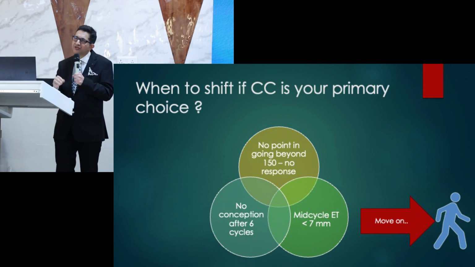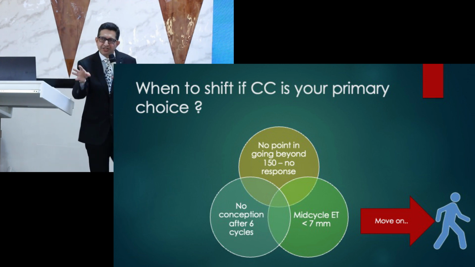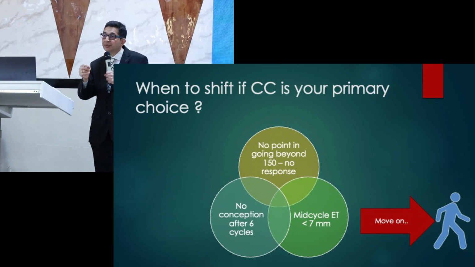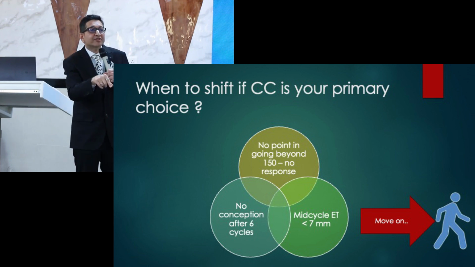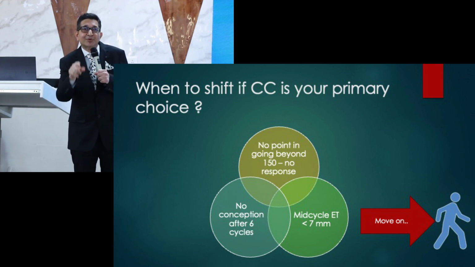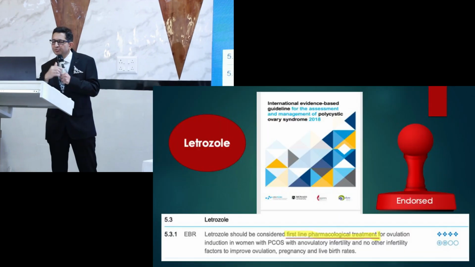And if there is no response in 6 cycles, 6 cycles are बहुत ज़्यादा हो गया. आजकल तो nobody waits for 6 cycles also. And if the endometrium is persistently thin, because endometrium is something which you have to focus on. The problem with CC is the anti-estrogenic property of clomiphene citrate, which leads to thin endometrium. And therefore, if the endometrium is less than 7 millimeter, you must move on.